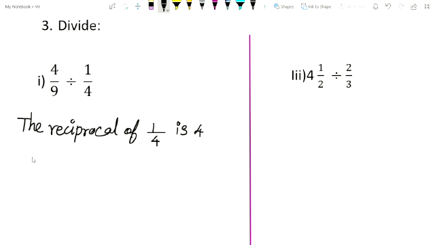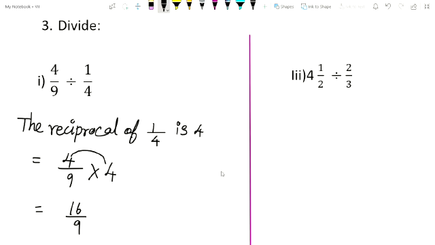Now, what are we going to do? This reciprocal value we are going to multiply with the dividend. Here the dividend is 4 by 9. So 4 by 9 into the reciprocal value 4. Now see here, numerator 4 into 4, denominator 9 is there. There is no possibility to cancel because there is no common factor except 1. So in this situation, you multiply the numerator with the numerator. So 4 4s are 16 by 9.